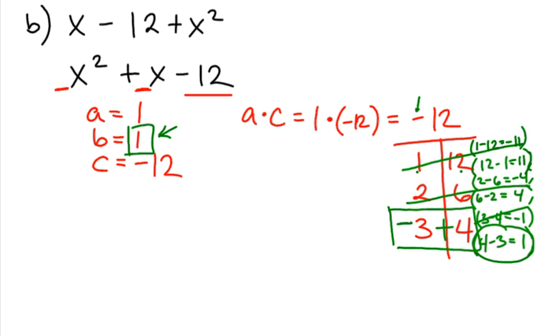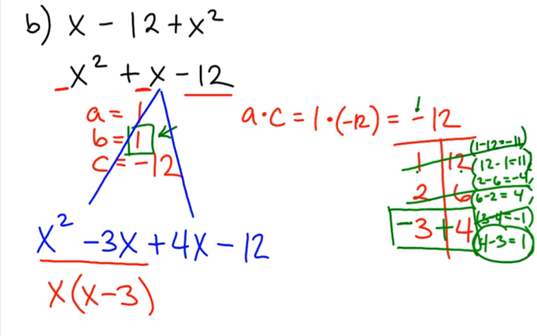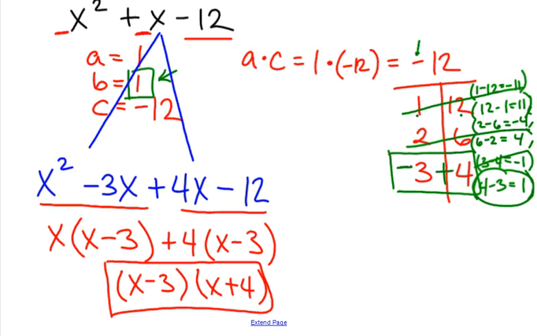All right, so now those are the two numbers that I'm going to split that middle term into. When I split that, the first term, x squared, stays the same. The last term, minus 12, stays the same, but that plus x splits up into the two numbers I found, negative 3x plus 4x. Now, all you have to do is factor by grouping. The first group, take out an x, and you get x minus 3. The second group, take out a 4, and you get x minus 3 as well. So my final factored answer would be x minus 3 times x plus 4. And that's my answer.